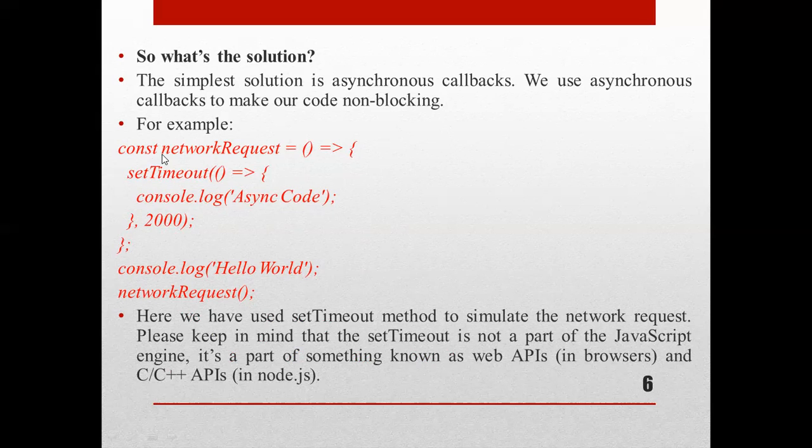Here you can see the example where we are going to use callbacks like setTimeout. Here is a constant networkRequest having a setTimeout method with a callback and a timer, with console.log asynchronous code. We are having a timer here, and we are going to print the hello world message and call the network request. Here you can see we have used the setTimeout method to simulate the network request.